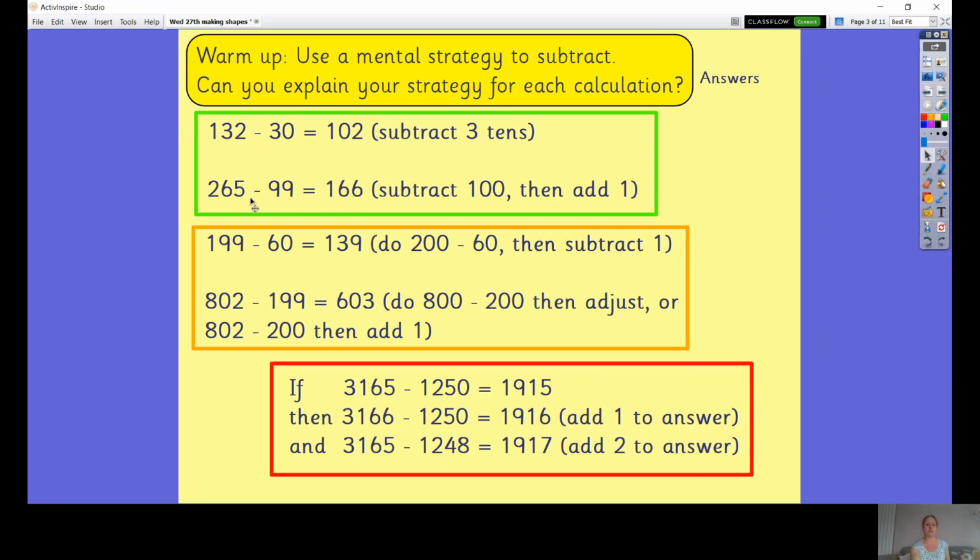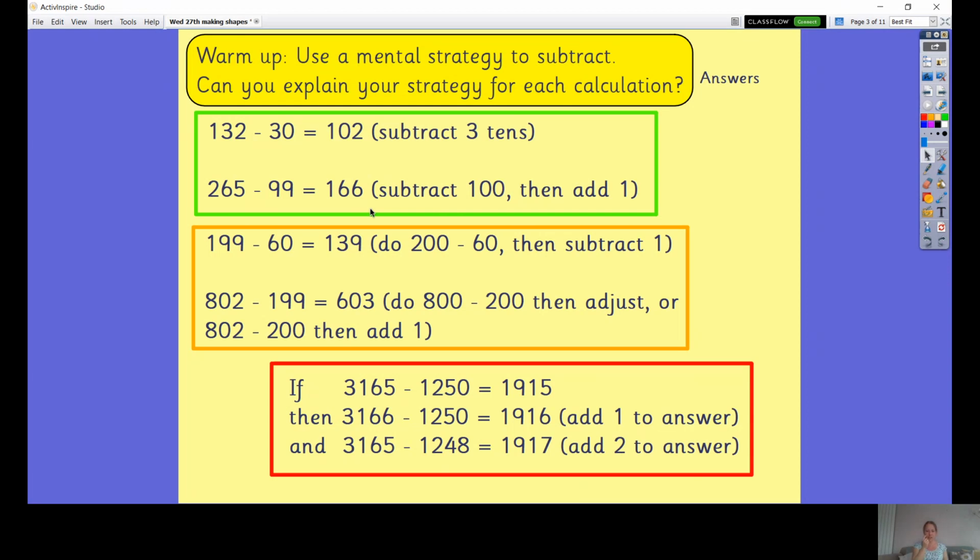And then this one, 265 take away 99. I would do 265, and I'm going to take away 100 because 99 is nearly 100 and 100 is much easier to take off. So if I do 265 take away 100, that would give me 165. And then because I took off one too many, I need to add that one back on to make 166.